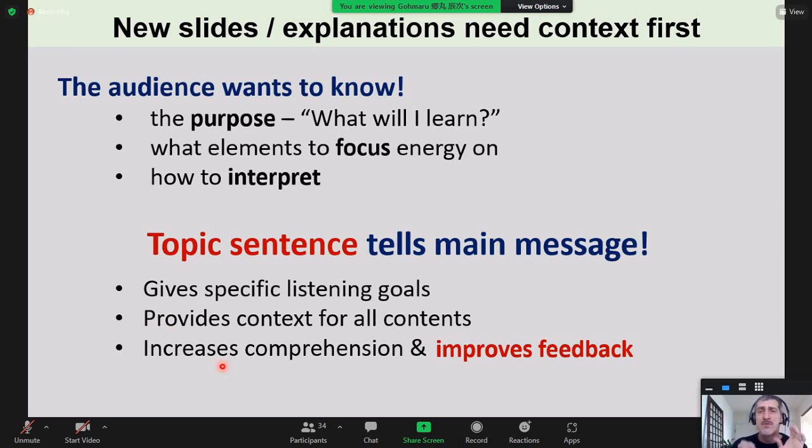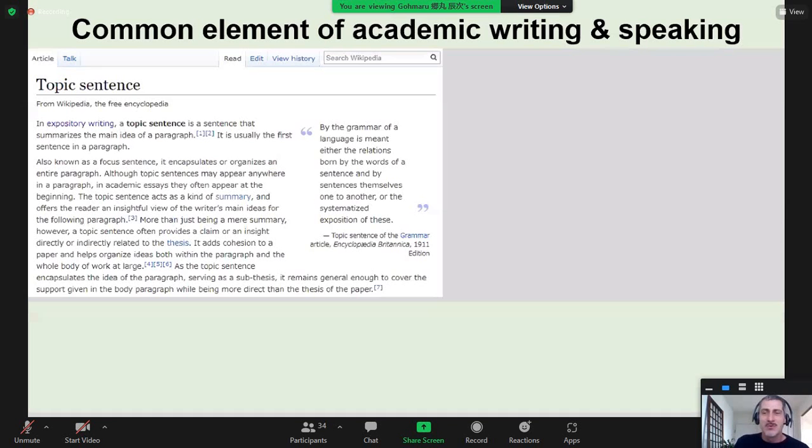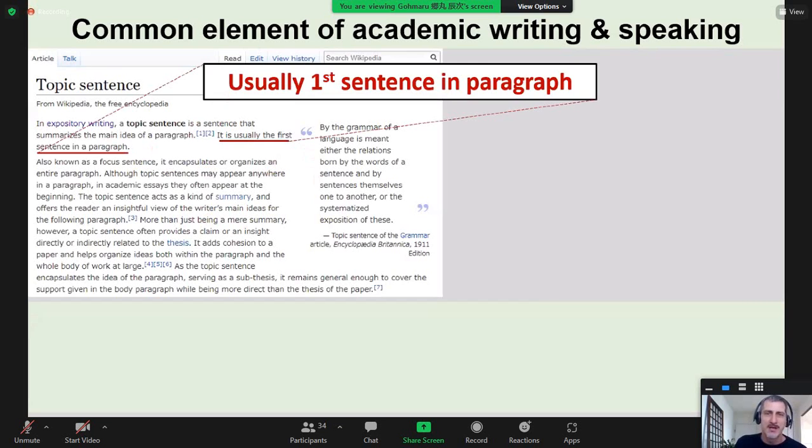So the topic sentence is the first thing you say. And it says topic, but it's really more of a conclusion sentence. The topic sentence is going to give the answer first. Remember, feedback is what we're doing. So I also included in the slides this bit from Wikipedia, just the important part here, right? The topic sentence is a really key part of writing, academic writing. It's usually the first sentence in a paragraph. It summarizes the main idea of that paragraph.